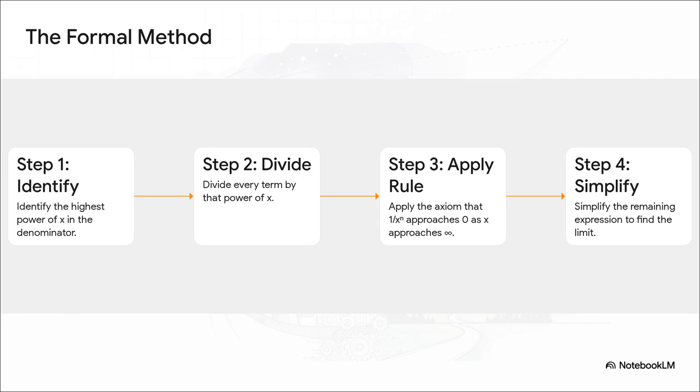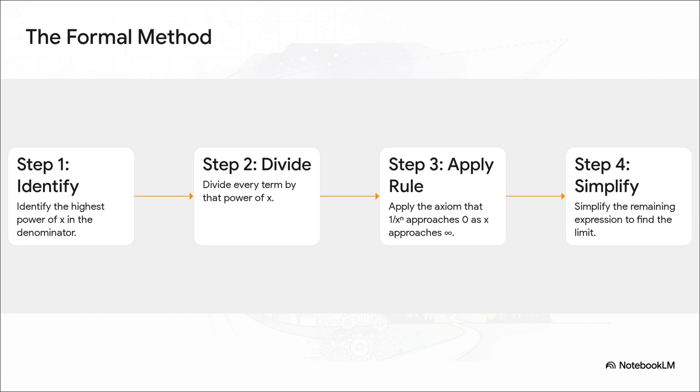Okay, so those shortcuts are awesome, but you've got to know the formal method, right? The one that always works. So first, you're going to look at the denominator and find the biggest power of x. In something like (2x squared plus 1) over (3x squared minus x), that would be x squared. Then you divide every single term in the whole fraction by that power. This leaves you with (2 plus 1 over x squared) over (3 minus 1 over x).